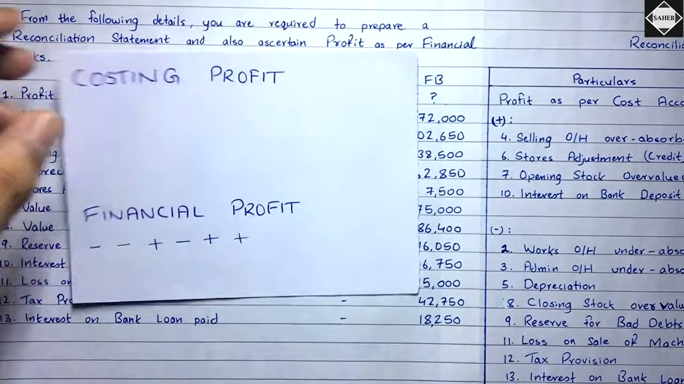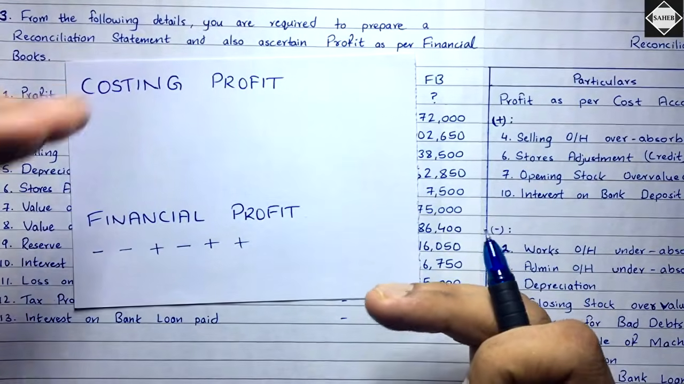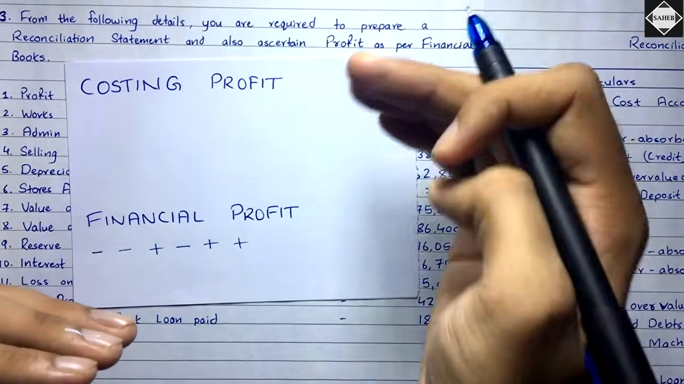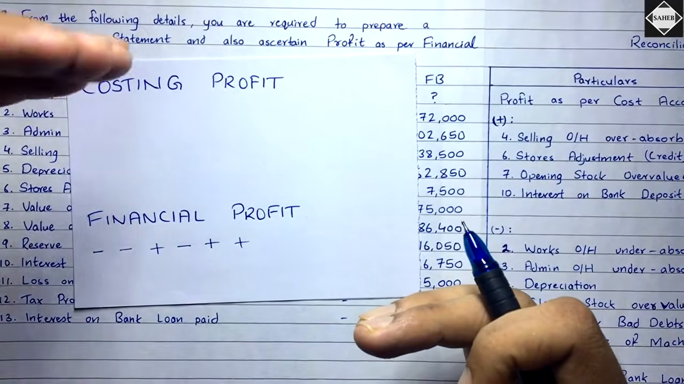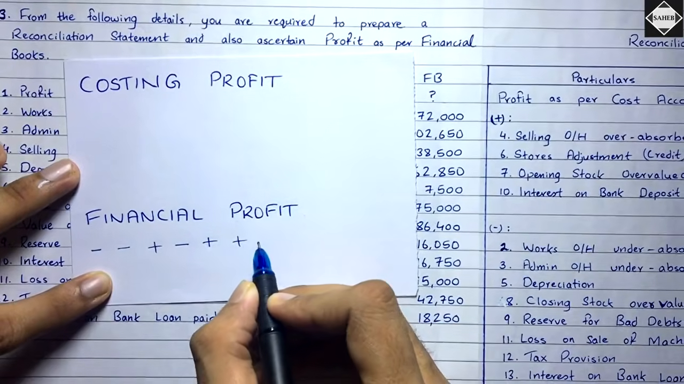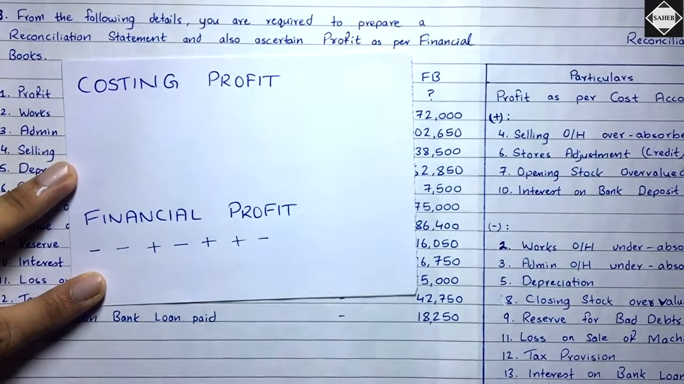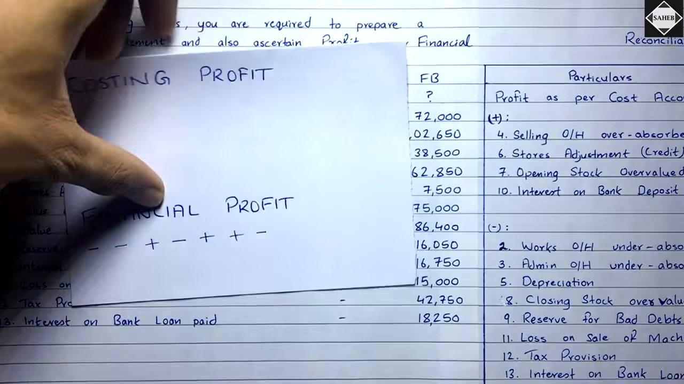So see here, income has been recorded less in financial books. If income is recorded less in financial books, then profit will also be less. So the impact on financial profit is negative, isn't it? So that's why you have to less this transaction.